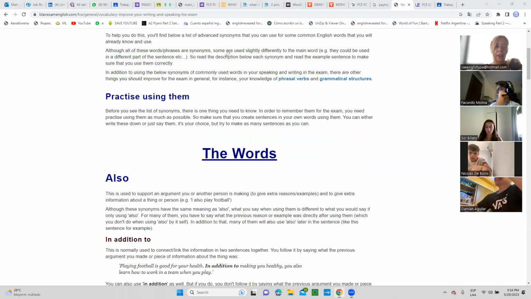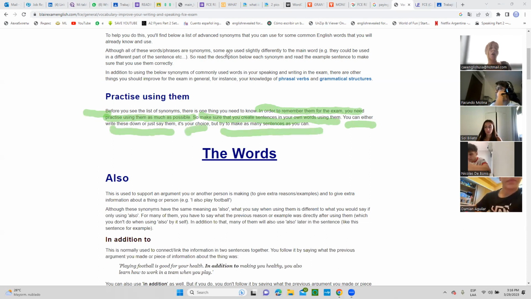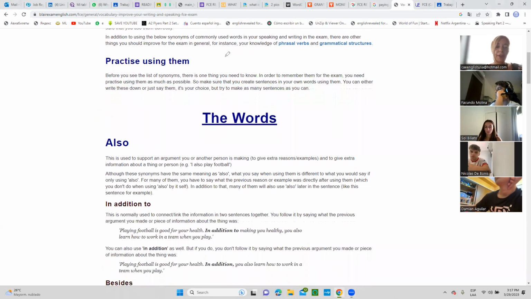Practice using them. Before you see the list of synonyms below, there is one thing you need to know. In order to remember them for the exam, you need to practice using them as much as possible. So make sure that you create sentences in your own words using them. You can either write these down or just say them. It's your choice, but try to make as many sentences as you can. Or try to incorporate these words in your writings, in your essays specifically, because this is what we are working on. So what are the words?